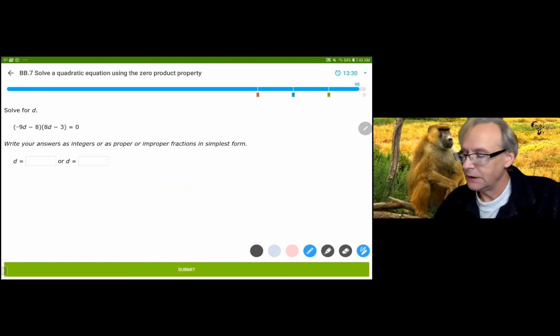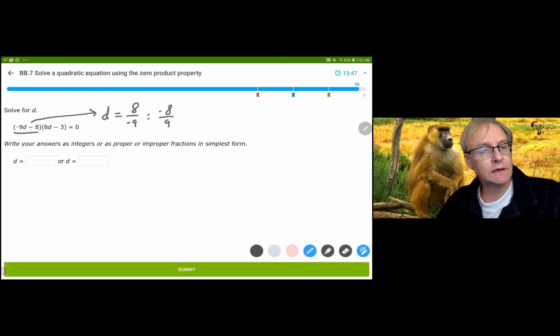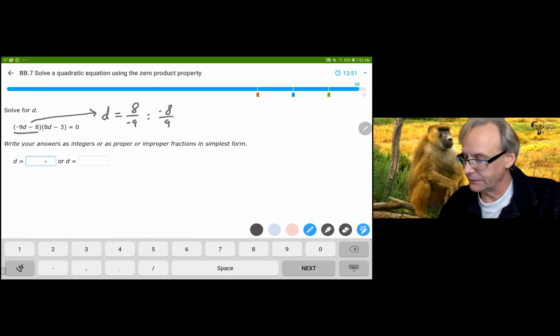And in this one, we have an 8 over negative 9. But 8 over negative 9 is the same as negative 8 over 9. Either one would be correct, but I like this one better. This one gave me the positive 8 over negative 9, which is the same thing if they put the numerator as negative. I like that one better. And then in the second one, we have 3 over 8. That's it.